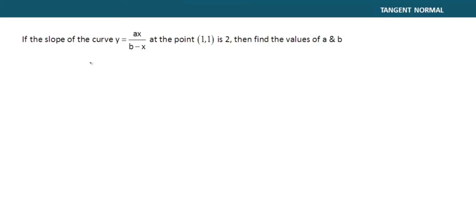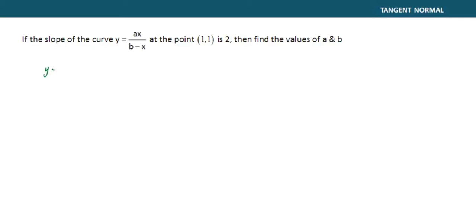Okay, so the next problem says if the slope of this curve at point 1 comma 1 is 2, then you have to find the values of a and b. So now this is the reverse method. In the earlier two questions, we found the equation of the line using the slope and whatever method was given to us. Here the slope of the curve is given.